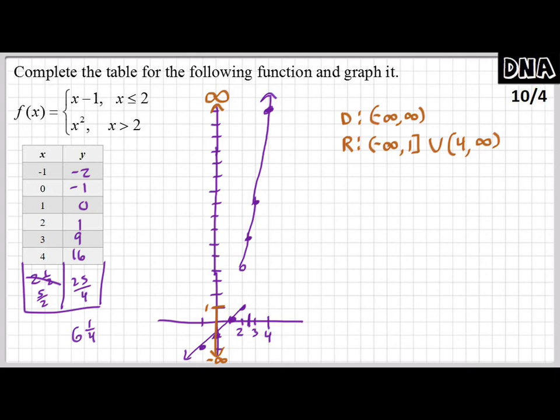Oh, hey, here's another side question. Where is this function increasing? Going from left to right, where is this function increasing? Am I increasing or decreasing right here? Increasing. And then I jump up this part, increasing. So we're actually increasing on this whole function. Okay.